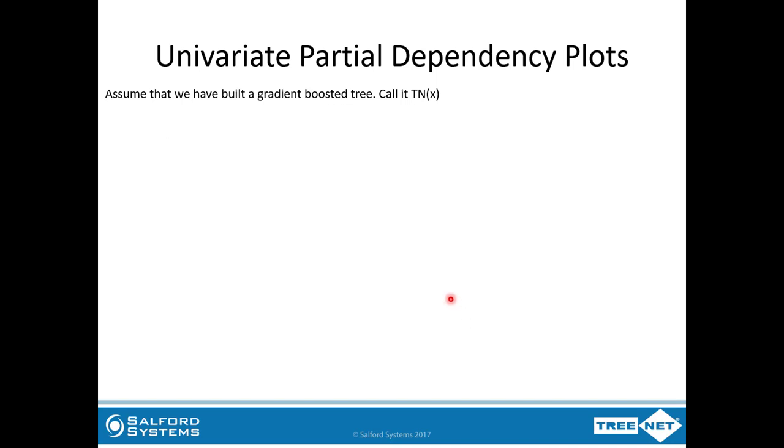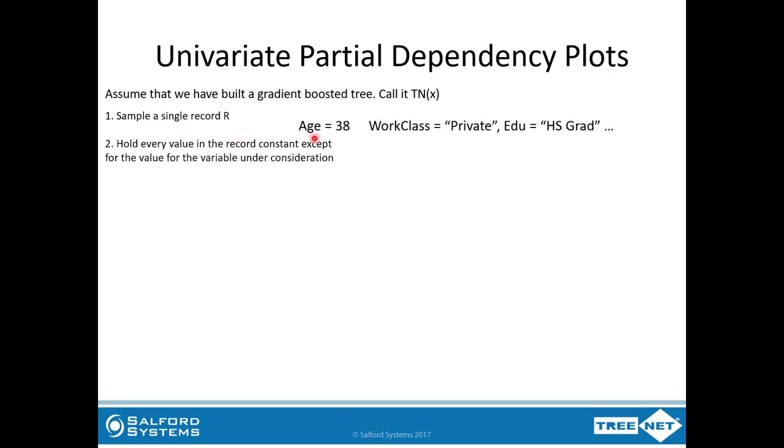Okay, so I want to first explain to you how they're constructed, and then we'll go into how to interpret them. Let's assume that we have built a gradient boosted tree. We'll call it Tn of x, Tn for TreeNet. What we'll do is sample a single record R. And again, this is the data set that's used to predict whether or not someone makes over $50,000 a year. So it's a binary target: 1 if you make over $50,000, 0 if you make less than or equal to $50,000.